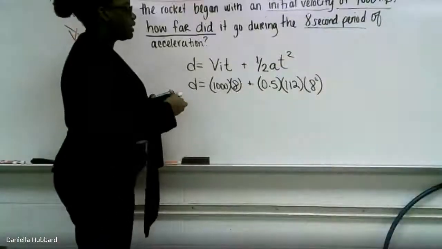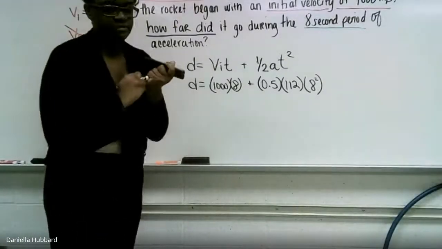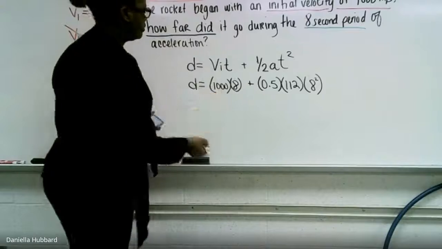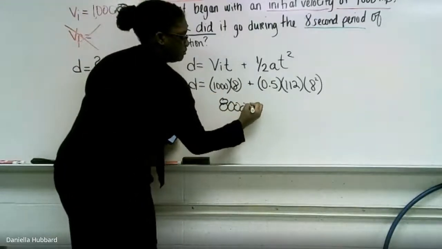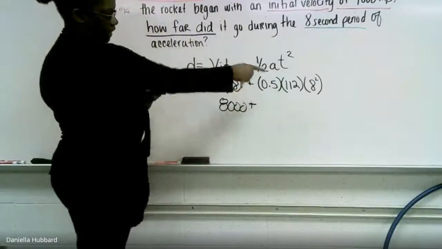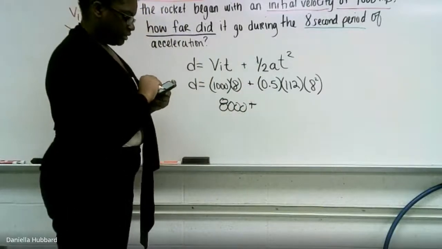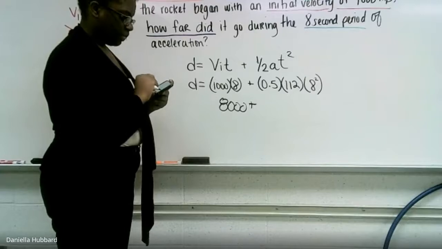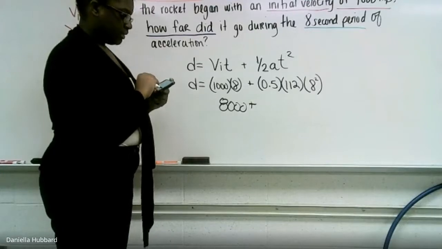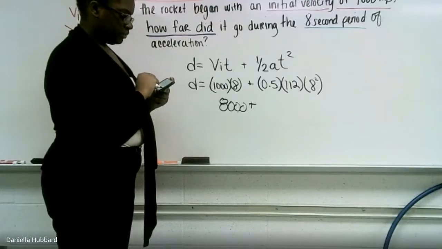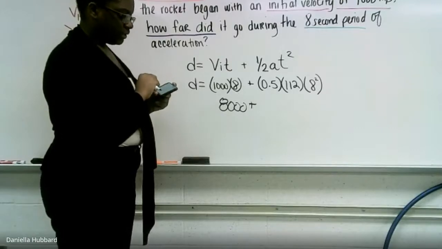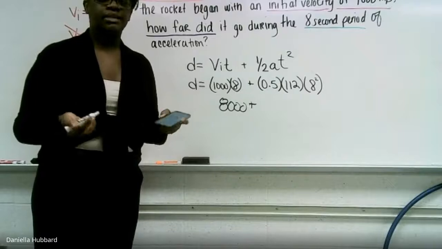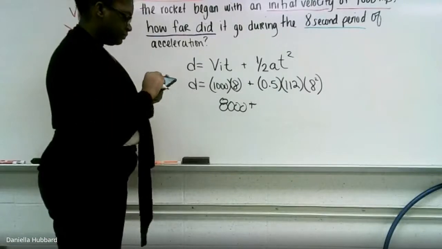So I have 1,000 times 8. No need for a calculator. If you don't need it, don't use it. That's 8,000. For this, I do need the calculator. 0.5 times 112 times 8 squared. And if you know what 8 times 8 is, it's 64.